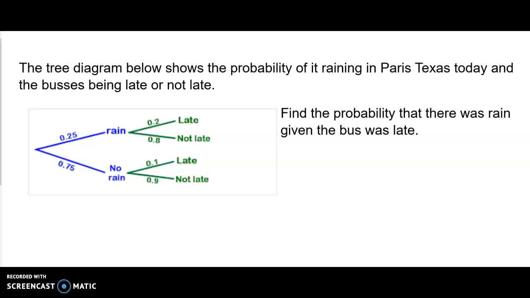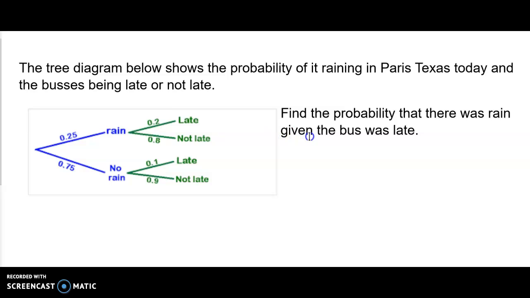Hey guys, we're going to talk about doing given tree diagram problems. So it says the tree diagram below shows the probability of it raining in Paris, Texas today, and the buses being late or not late. And we want to find the probability that there was rain given the bus was late.